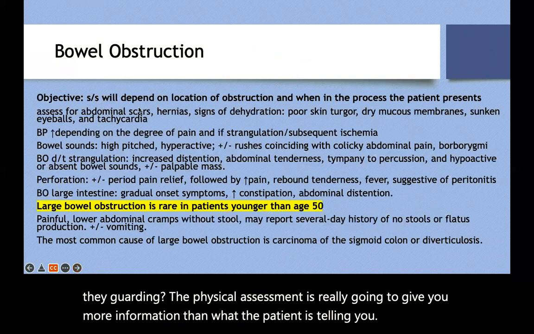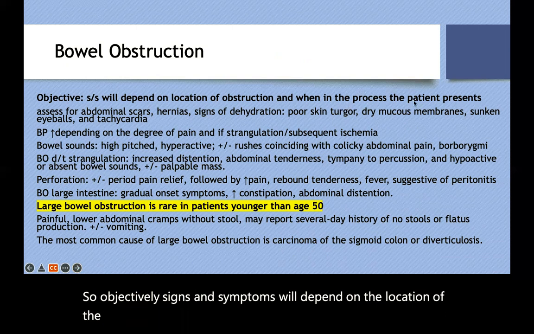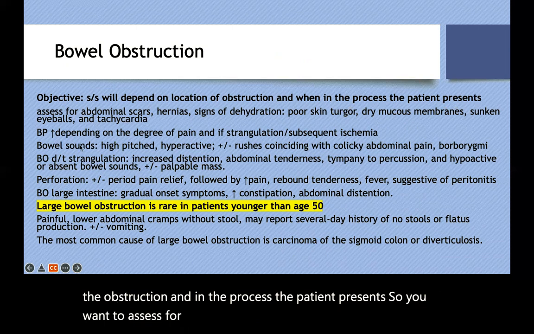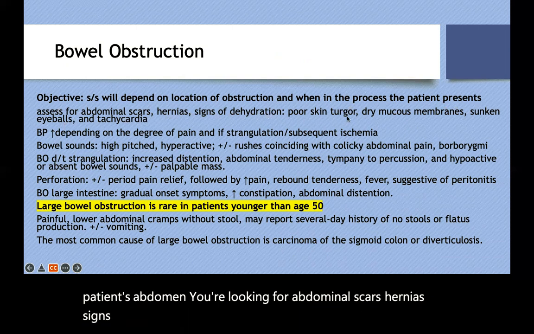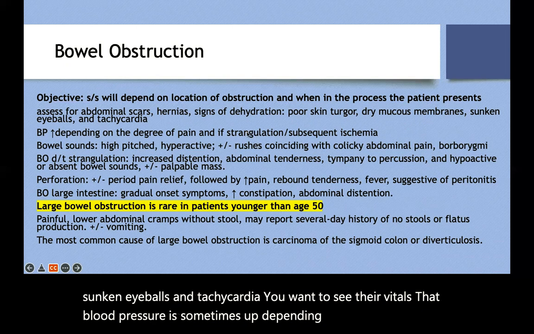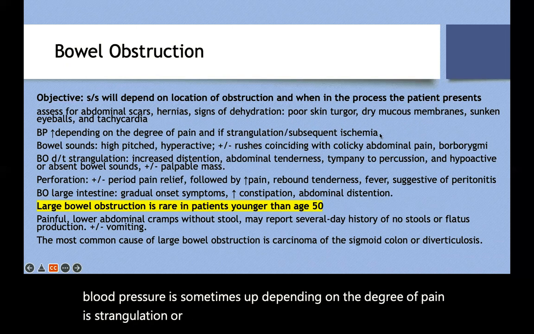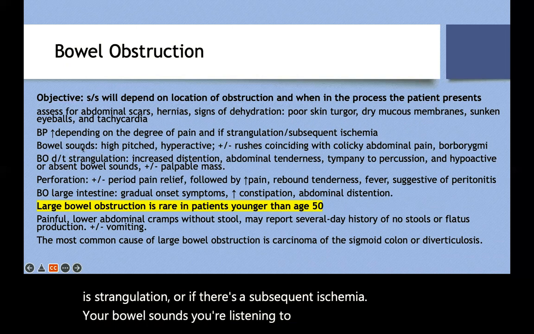So objectively, signs and symptoms will depend on the location of the obstruction and when in the process the patient presents. So you want to assess for abdominal scars. Again, you're looking at this patient's abdomen. You're looking for abdominal scars, hernias, signs of dehydration like poor skin turgor, dry mucous membranes, sunken eyeballs, and tachycardia. You want to see their vitals. The blood pressure is sometimes up depending on the degree of pain and if there's strangulation or a subsequent ischemia.